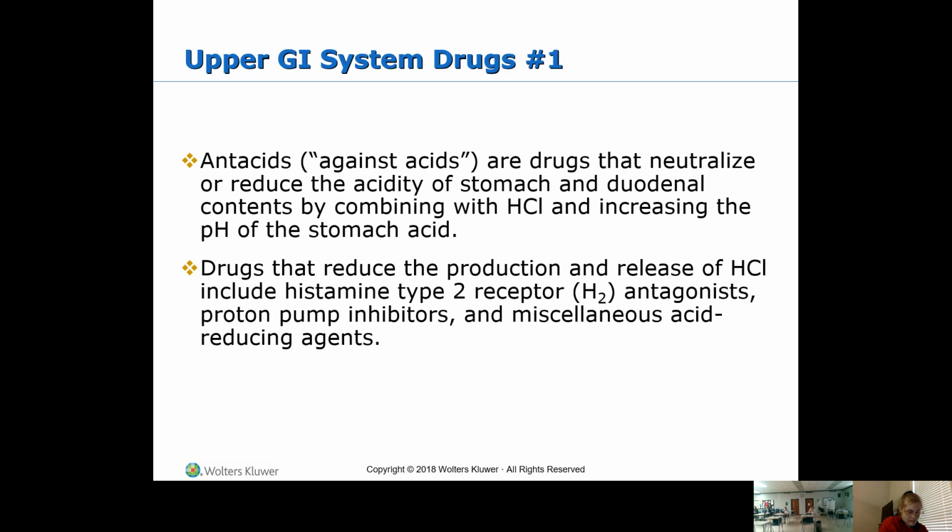They are going to be used for things. If we're reducing acid, what are we going to be using those things for? Heartburn. Heartburn, yes. Increased acid or heartburn. Indigestion and reflux are what those drugs are going to be used for.